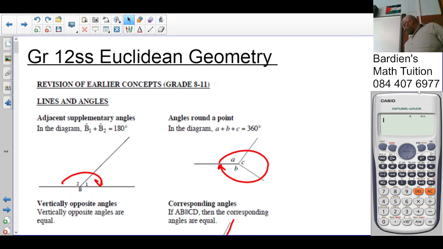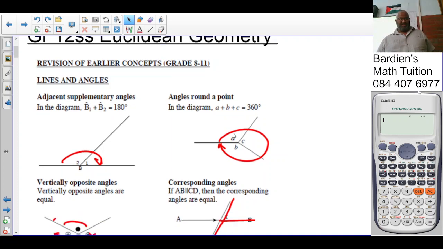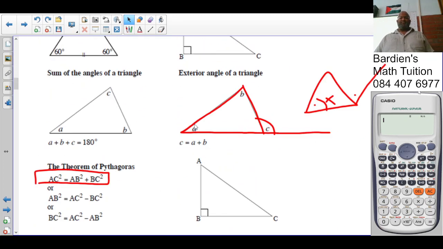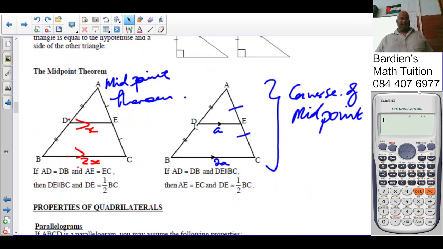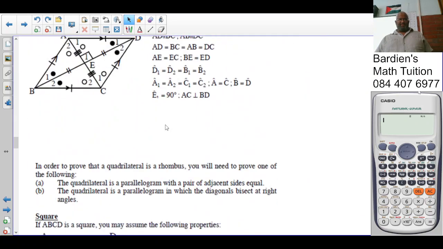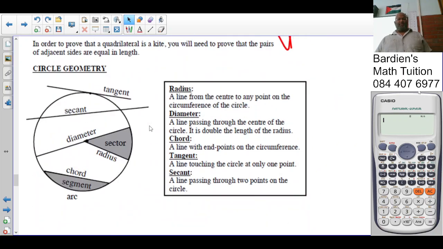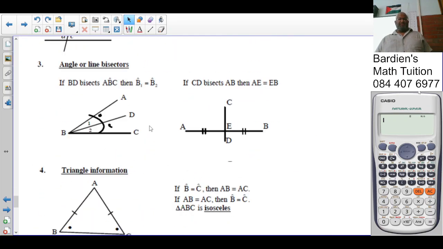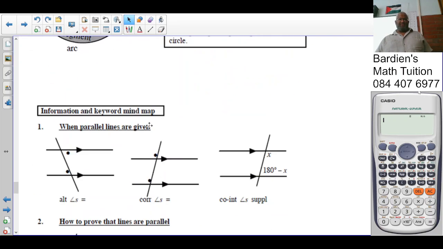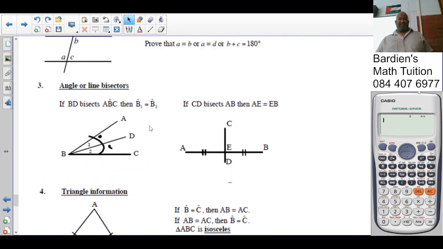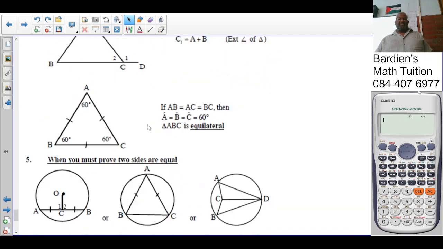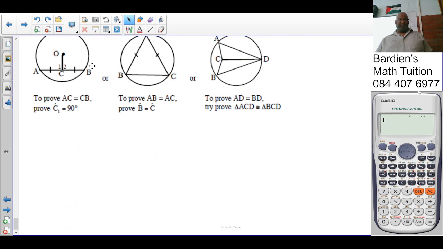Okay, good afternoon, class. So today we're looking at Euclidean geometry. We spoke about some Euclidean geometry rules and theorems, and we spoke about the properties of a cyclic quad. We also spoke about your circle geometry theorems, your parallel lines, and so on.